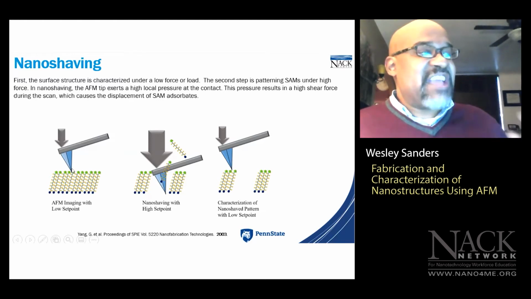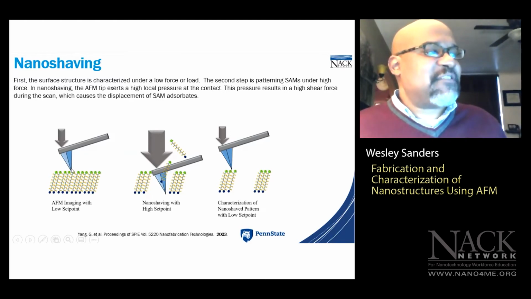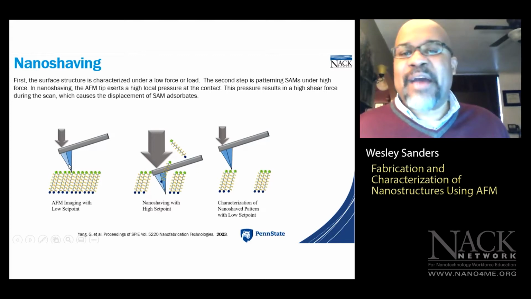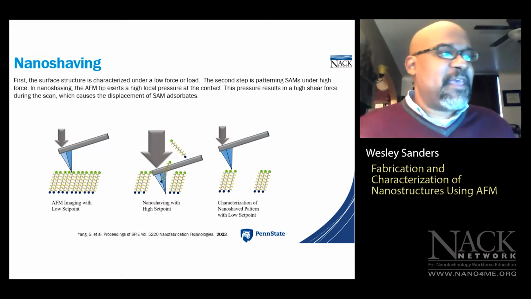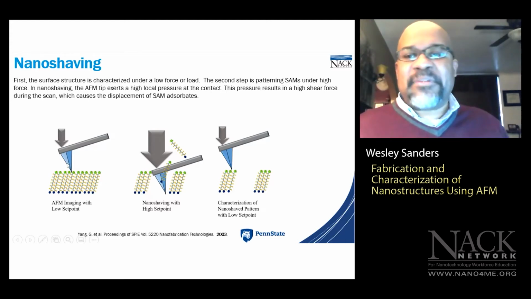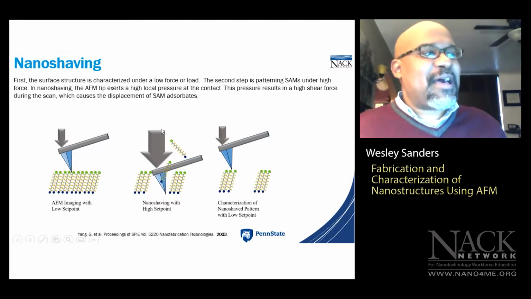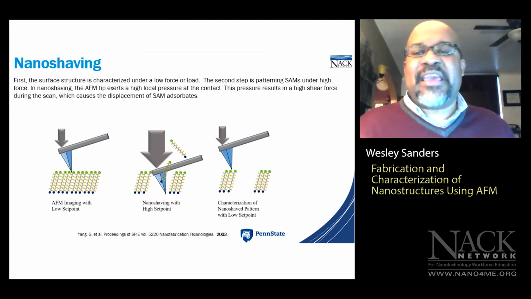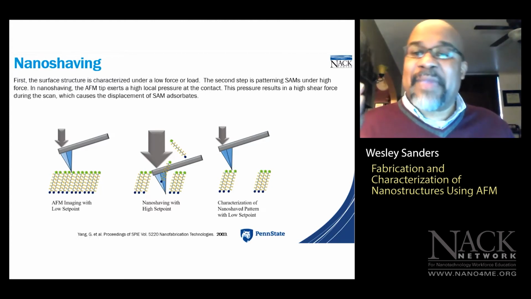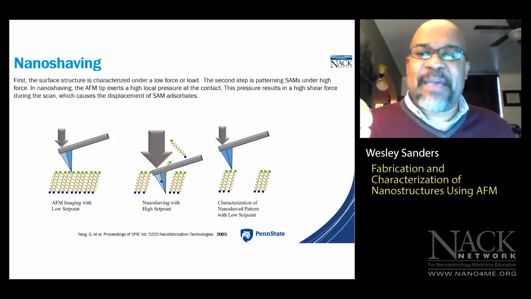So if we want to initially image the self-assembled monolayers, we use a moderate to low set point because during imaging, all you want to do is trace your surface topography. Now, if you want to shave a particular region in your molecular film, you apply a higher than normal set point. And set point is the interactive force that you want maintained between your tip and the sample.